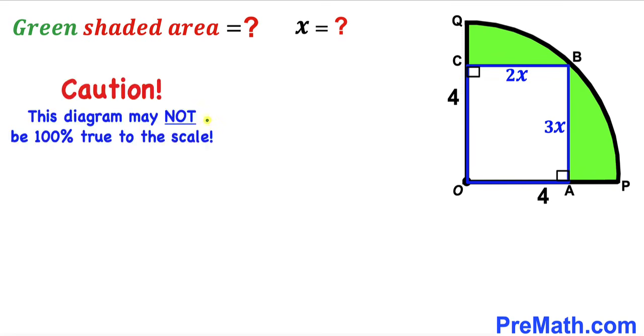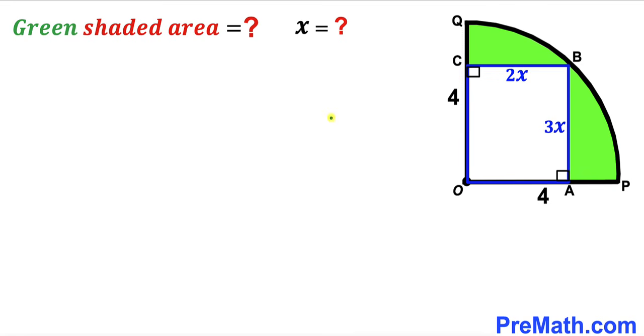Please keep in mind that this figure may not be 100% true to the scale. Let's go ahead and get started, and here's our very first step. We know the radius of this quarter circle has been given to us as 4 units. So I'm going to label the radius as lowercase r equals 4.